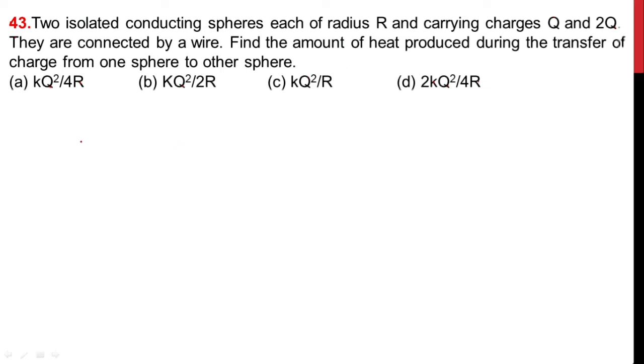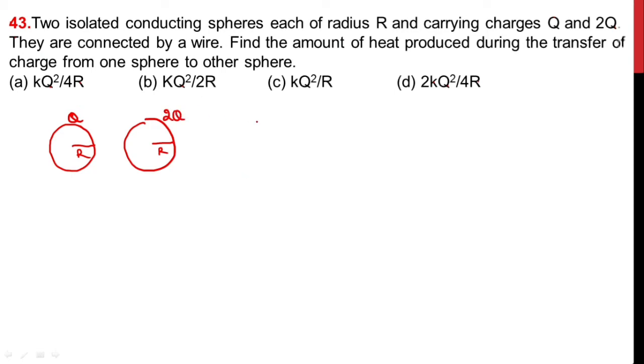So look at the first case given. There are two isolated conducting spheres, each of radius r. So the same radius is given there. This is radius r, and this is also radius r. And what is the charge on each one? The q is the charge on the first sphere and 2q is the charge on the second sphere.